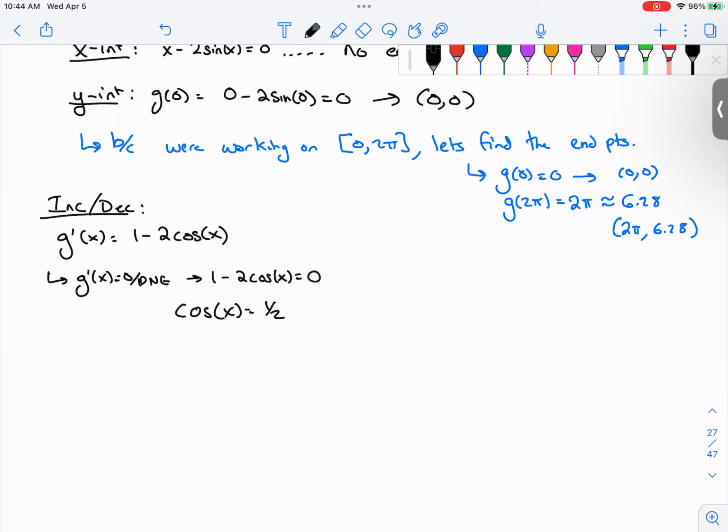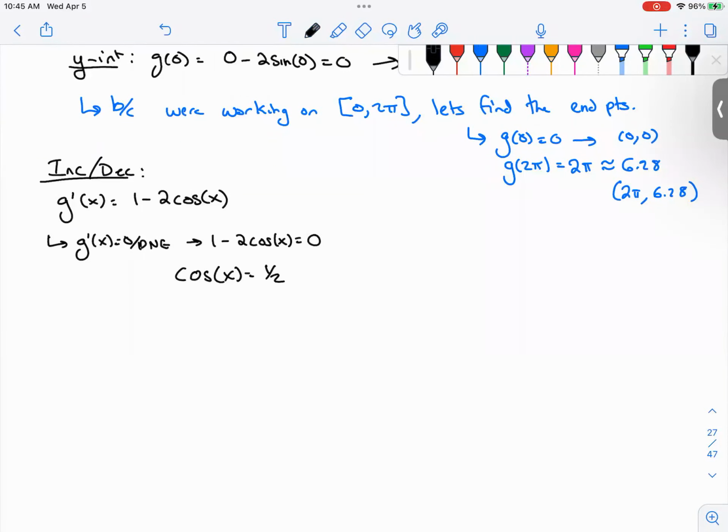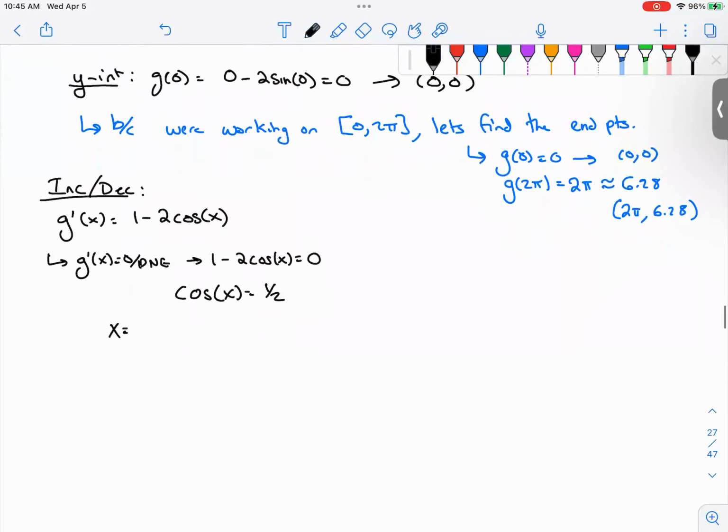So don't answer it out loud. Give everyone a chance to think, but you've got to know your trig. When does cosine of x equal 1/2 between 0 and 2 pi? That's positive, right? So it's in the first and fourth quadrant that the cosine is positive. 1/2 would mean that your base angle is going to be the small angle. So that's going to be pi over 3, the 60-degree angle. So pi over 3 and 5 pi over 3.